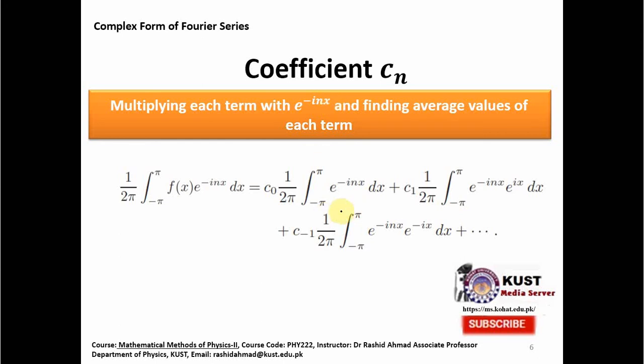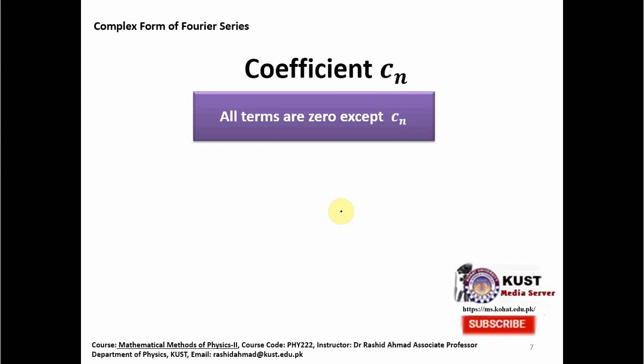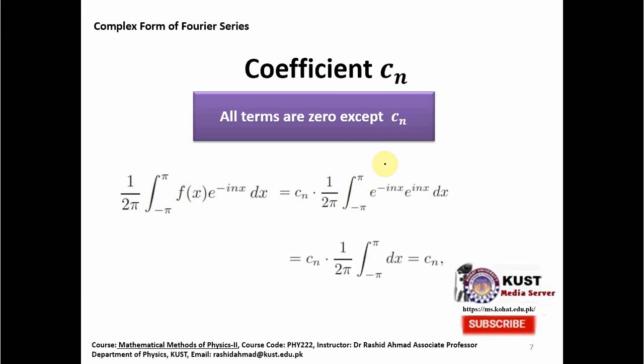So since I am showing you this for the general coefficient, all terms are 0 except cn. And you can then find the coefficient cn by calculating this integral, which is very simple because the minus and plus signs cancel and go away, and we get this integral equal to 2 pi, and then the cn value is this one.